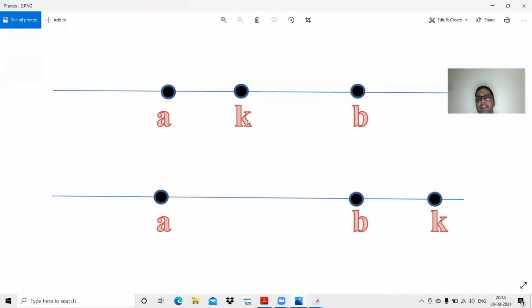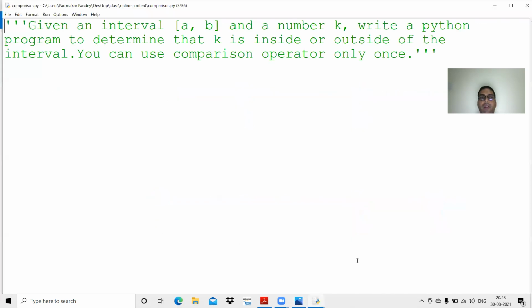So if K is inside the interval, then this distance K minus A and B minus K, sum of these two distances will be distance between A and B, that is B minus A. Otherwise, this distance K minus A and K minus B will be greater than B minus A. So we will be using this in our program. Means the distance B minus A is equal to K minus A plus B minus K. Okay. So let us write a program.